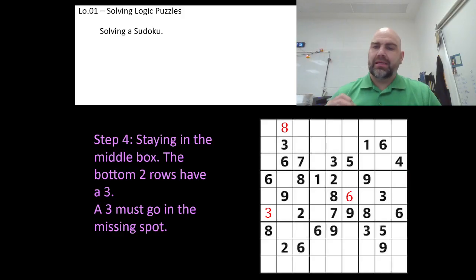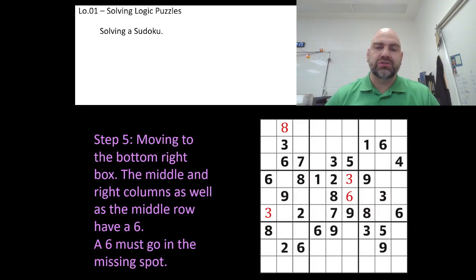Now, as we get numbers in, it actually eliminates certain possibilities that could be there. So therefore, we can actually start to finish things up a little bit quicker. So we're going to stay in this box right here. And we have to recognize that the bottom 2 rows already have a 3 from the other 2 boxes, which means that we have to put a 3 up here. All right, and that's going to fill in that section right there.